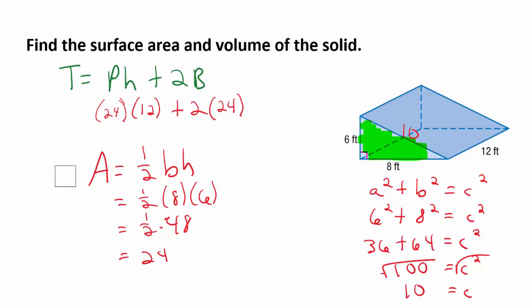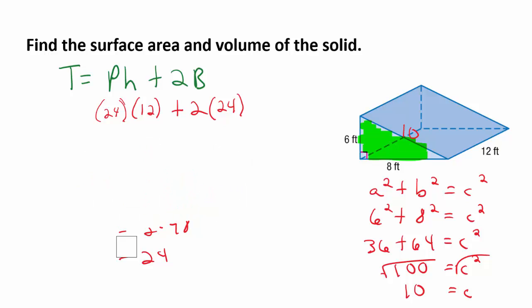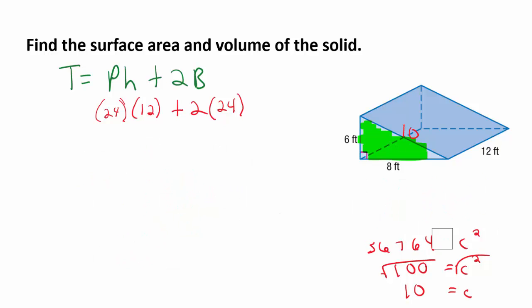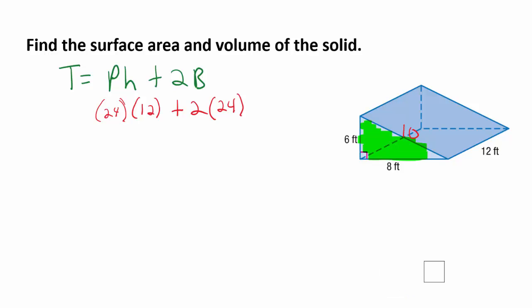Now all we're going to do is get rid of all the rest of this and continue on finding our surface area. We don't need any of this anymore. We've got all the numbers that we need. Okay, now 24 times 12 is going to be 288, plus 2 times 24, which is 48, and our surface area is going to be 336 feet squared.